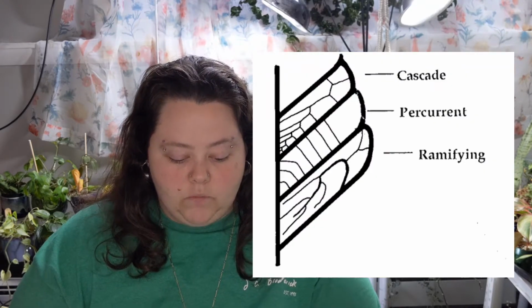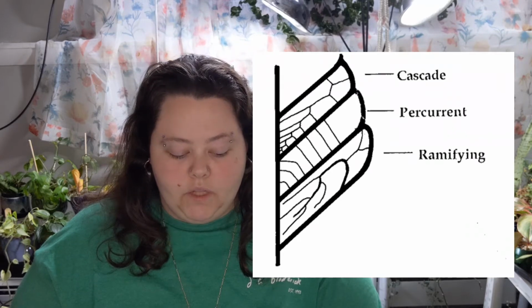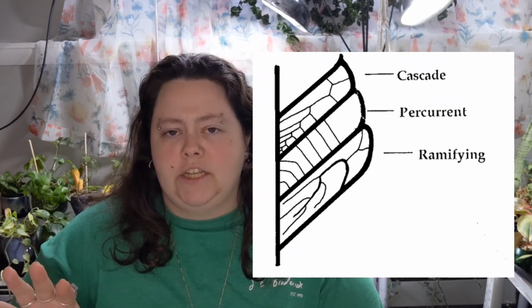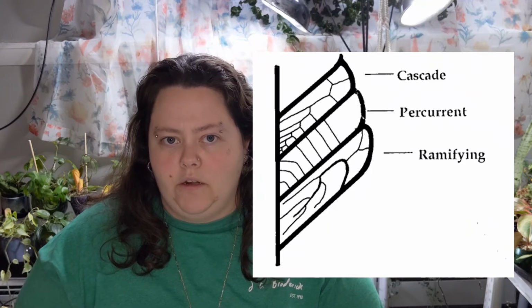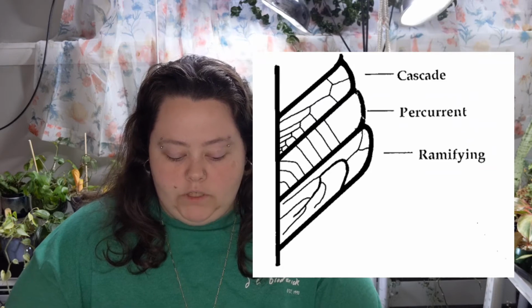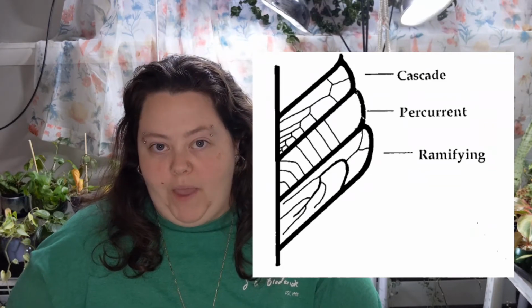So the third order consists of the minor veins, and those are also broken up into 3 categories. There's percurrent veins, which run throughout the leaves. There's ramified veins, which have a branching out type of pattern. And then there's cascade or reticulate veins, which connect in a network type of pattern.